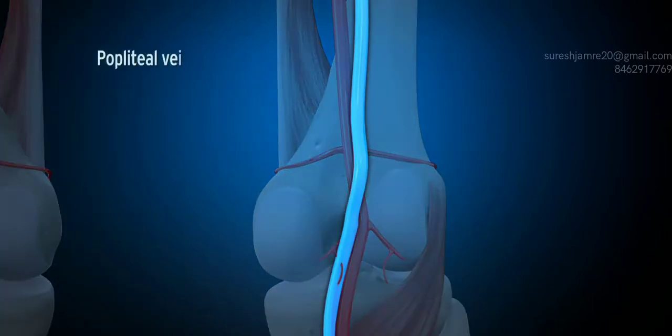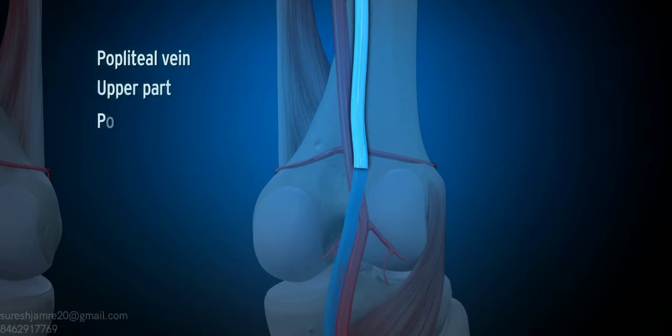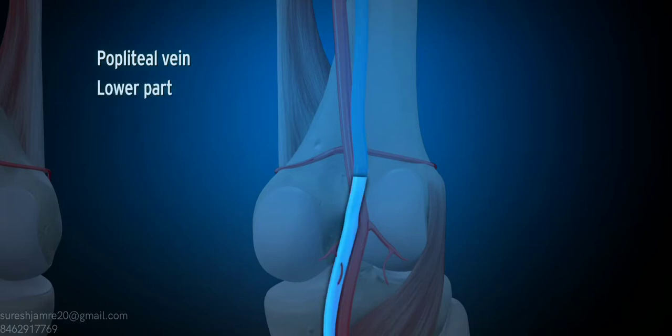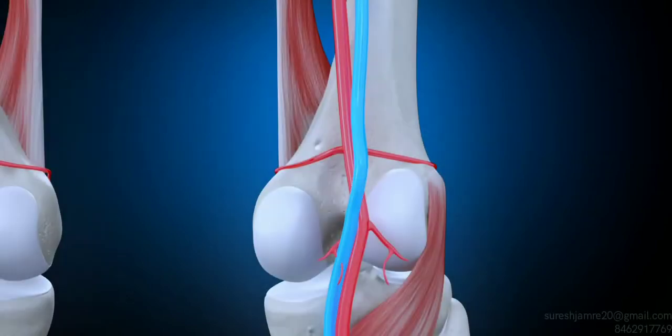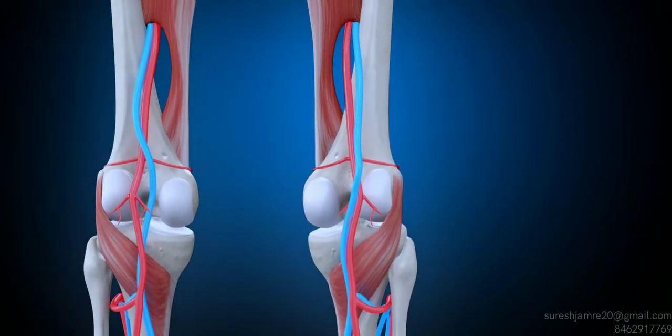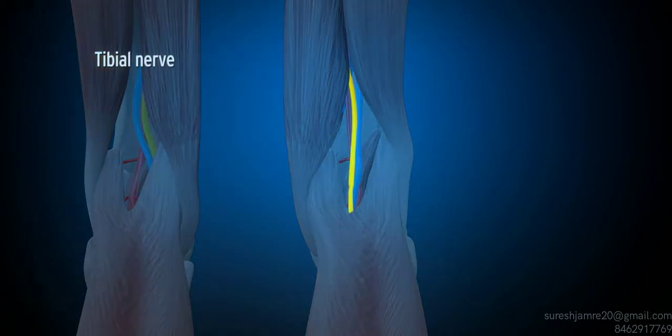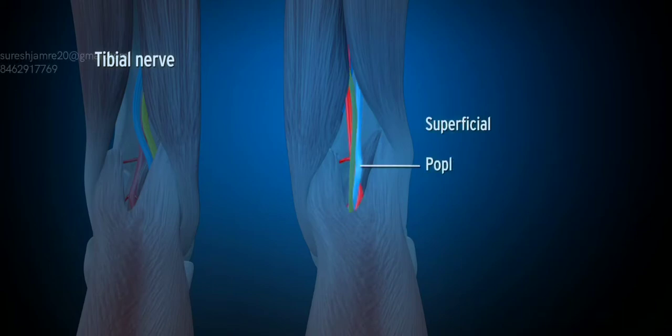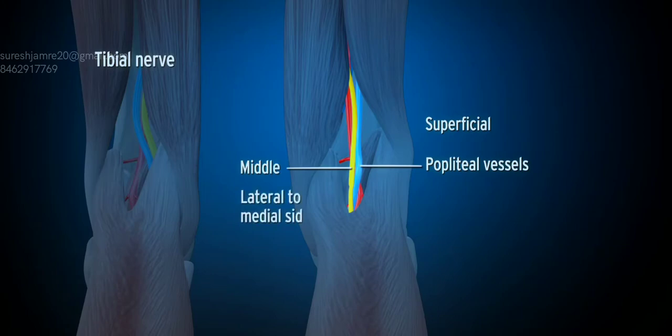The popliteal vein accompanies the popliteal artery in an oblique course. In the upper part, the vein lies posterolateral to the artery. In the lower part, the vein crosses behind the artery and runs medial to the artery. The tibial nerve passes vertically from the upper to lower angles of the popliteal fossa. It lies superficial to the popliteal vessels in the middle of the fossa from lateral to medial side.